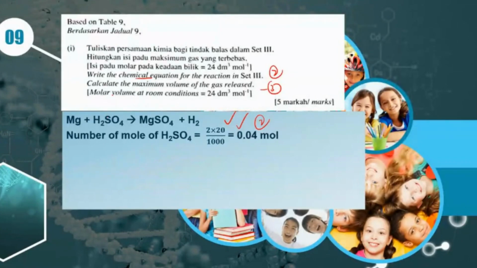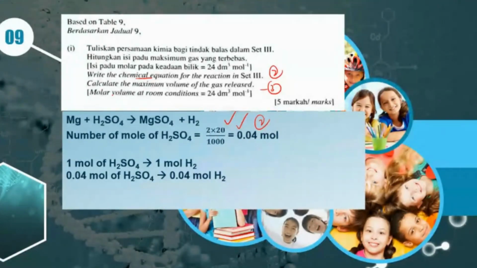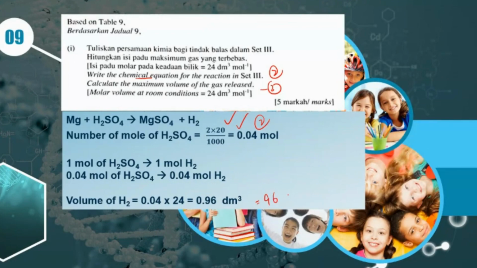The mole ratio is the same, right? 1 mole of sulfuric acid produces 1 mole of hydrogen gas. So 0.04 will be the same: 0.04 mole of hydrogen gas. Then the volume of gas: mole times the molar volume, 0.96 cubic decimeter, or times 1000, so 960 cubic centimeter.